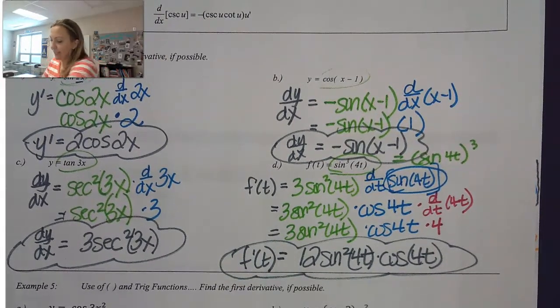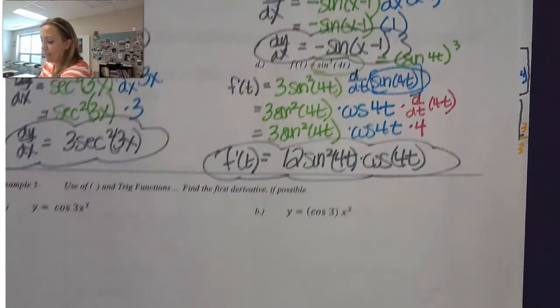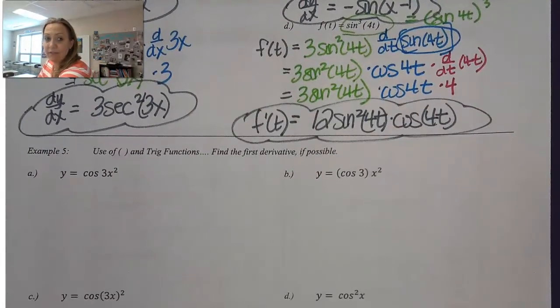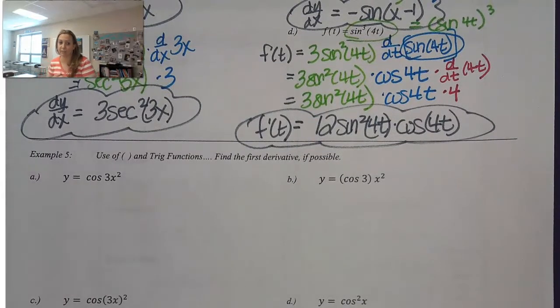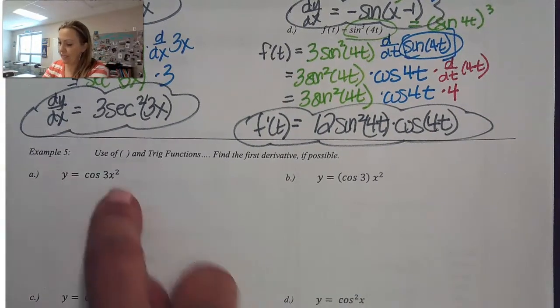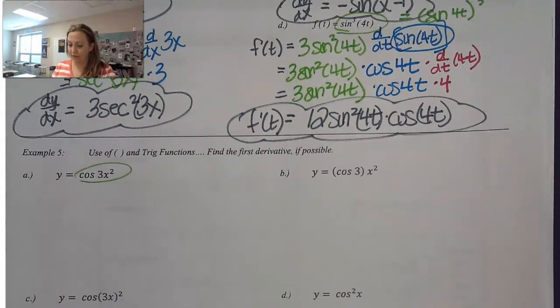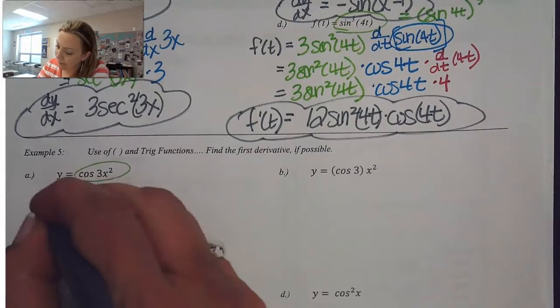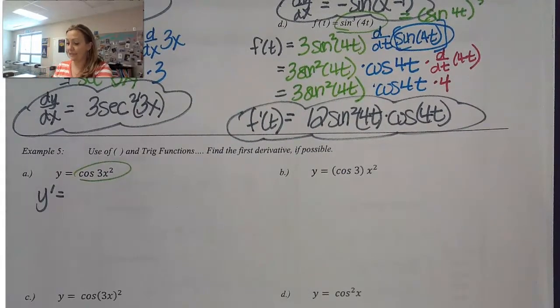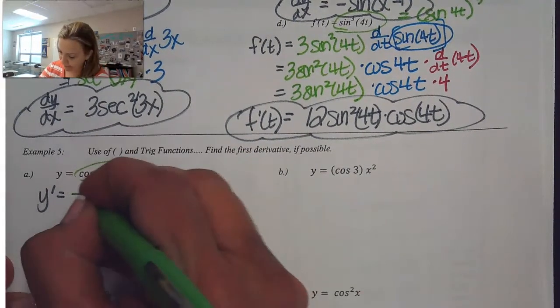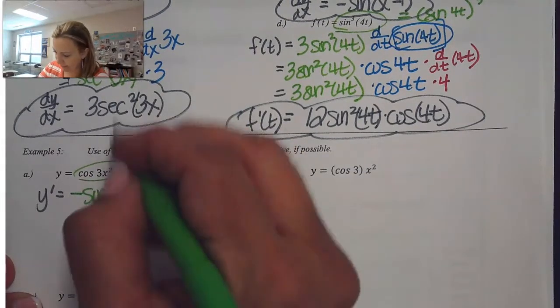So let's look at some other ones, and let's find the derivative of these trig functions. The first one is the cosine of 3x squared as our y value. Notice that our inside function is 3x squared, and our big outside function is the cosine function. So if I wanted to find y prime, I need to take the derivative. I hope I haven't been saying inverse this whole time. Take the derivative of cosine, which is the opposite of sine, of 3x squared.